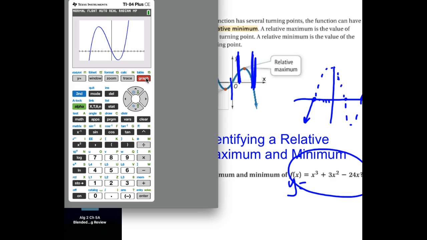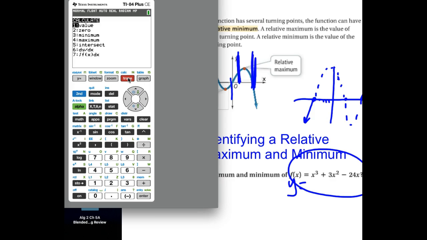Okay? To find our minimums and maximums, we are going to hit the second key and then this trace key. Notice up at the top of it, it says calc. We are calculating some things. We're calculating a relative minimum and a relative maximum.